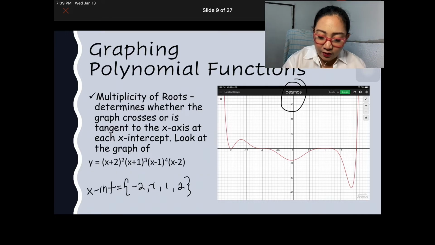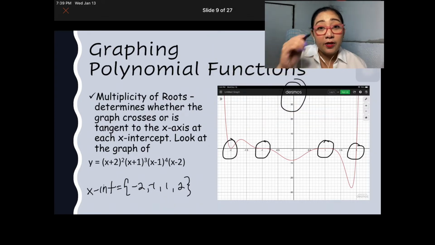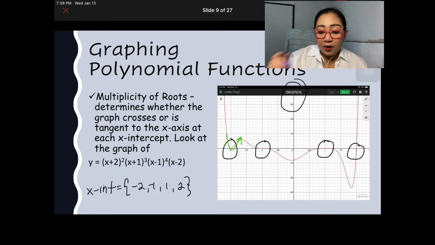Here. I will highlight each part. And I would like you to notice kung ano yung nangyayari on each part. So, at negative 2, ano yung nangyayari doon sa graph? Diba, nag-touch lang siya ng konti, tapos bigla siyang bumalik or nag-turn back. Okay? At negative 1, ano po yung nangyari? From over, nag-under siya. So, tumagos po siya sa ating x-axis. And then, at positive 1, nag-touch siya, tapos nag-turn back. And then, at positive 2, it just went straight through our x-axis.